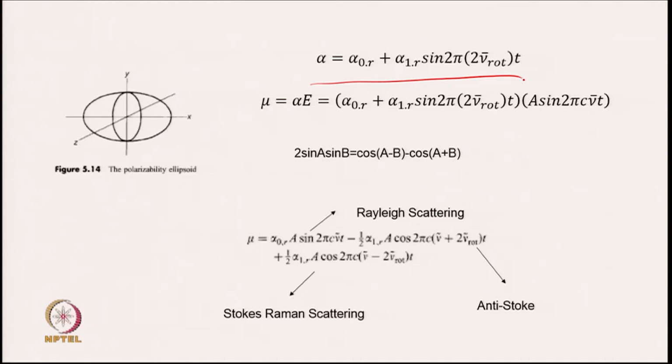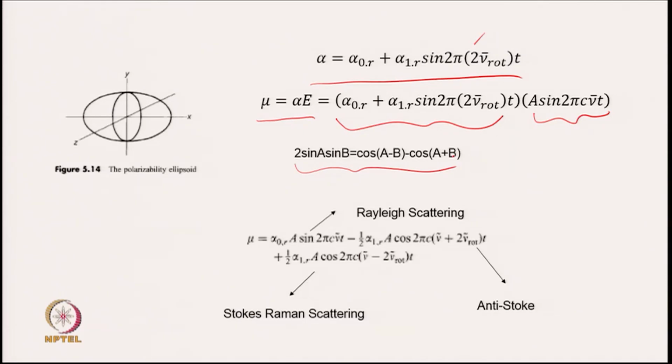Now, this factor of 2 comes because during rotation the polarizability becomes the same twice in a 360 degree rotation, and so you can calculate nu. So, alpha is this value and this is E. There is a multiplication of the two sine terms, and we know that 2 sin A into sin B is equal to cos(A minus B) minus cos(A plus B), and that gives you 3 different terms.